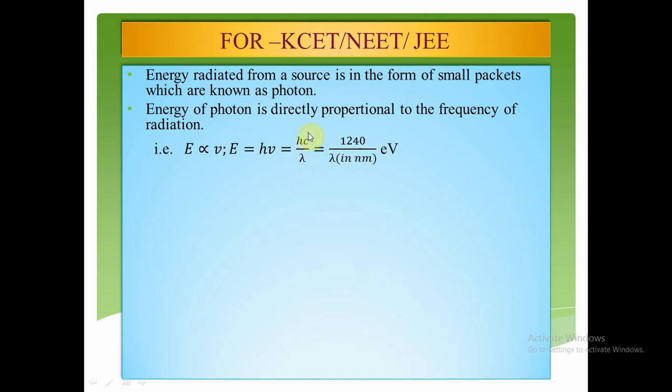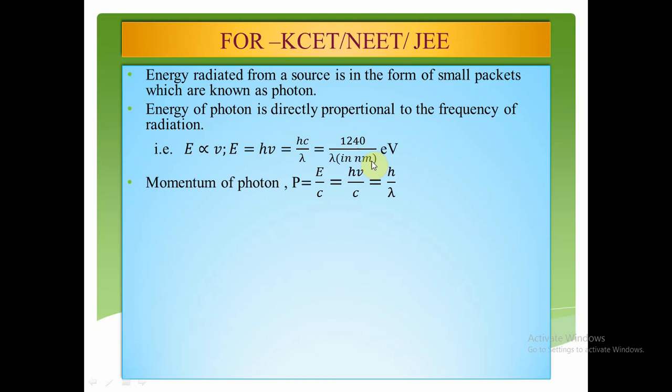If you substitute the values of h and c, where h is 6.626 into 10 raised to minus 34 and c is 3 into 10 raised to 8 meter per second, and simplify, we will get E equals 1240 divided by lambda, with lambda in nanometers and E in electron volts.